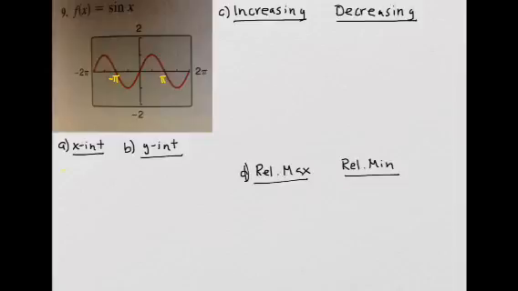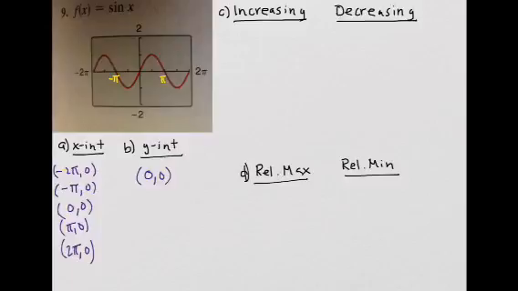Negative 2 pi, 0; negative pi, 0; 0, 0; pi, 0; and 2 pi, 0. Any function can have at most one y-intercept, otherwise it's not a function, so the y-intercept is 0, 0.